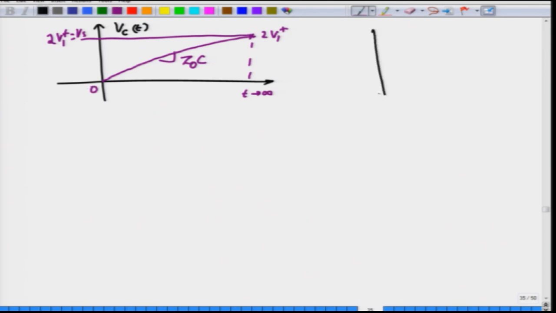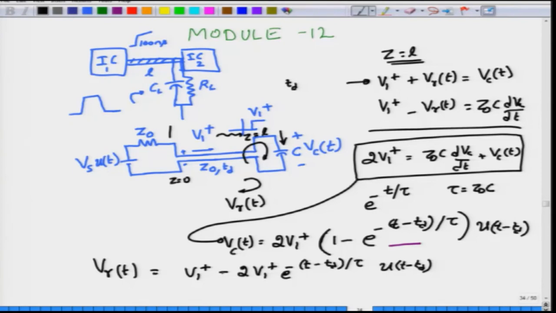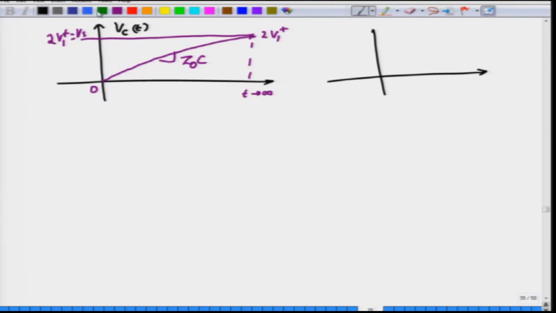This is the load voltage. What about the reflected voltage? Well, what would be the reflected voltage? The reflected voltage will begin only at t equal to Td and continue afterwards, right? At t equal to Td, clearly this exponential will be 1. Your unit step function will also be 1. The amplitude of this second term is minus 2V1 plus. The amplitude of the first term is V1 plus. So, the resultant amplitude at Td will actually be minus V1 plus.